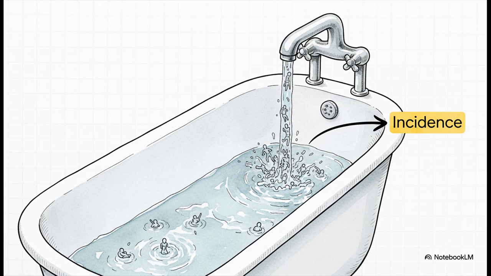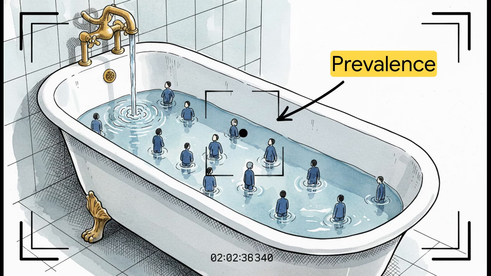Now imagine you turn on the faucet. That water pouring into the tub, that represents all the new cases of a disease that are popping up. And the rate of that flow, that is incidence. Okay, so at any given moment, if you were to look at the total amount of water that's actually in the tub, that's prevalence. It's not just the new water coming from the tap. It's all the water that's already collected in there. It's like taking a snapshot of every single current case, new and old.